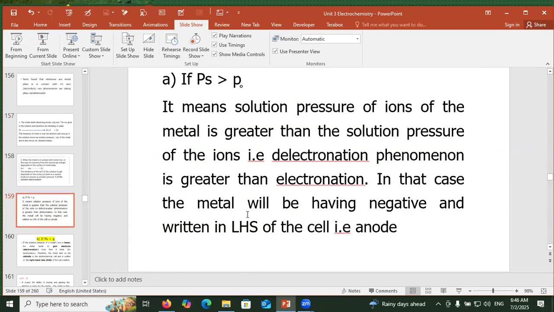If P_H is greater than P_naught, it means the solution pressure of the metal is greater than the solution pressure of the ions, that is, de-electronation is greater than electronation. In that case, the metal will have a negative charge and is written on the left-hand side of the cell, that is the anode.